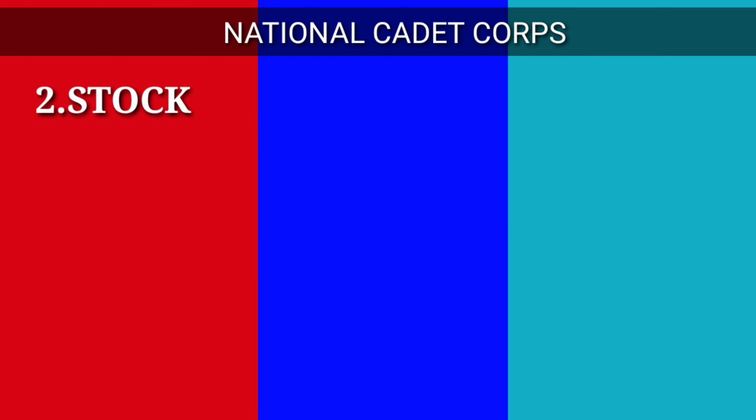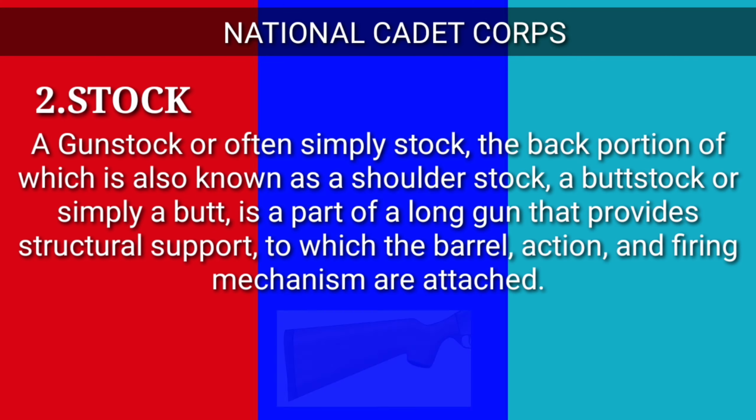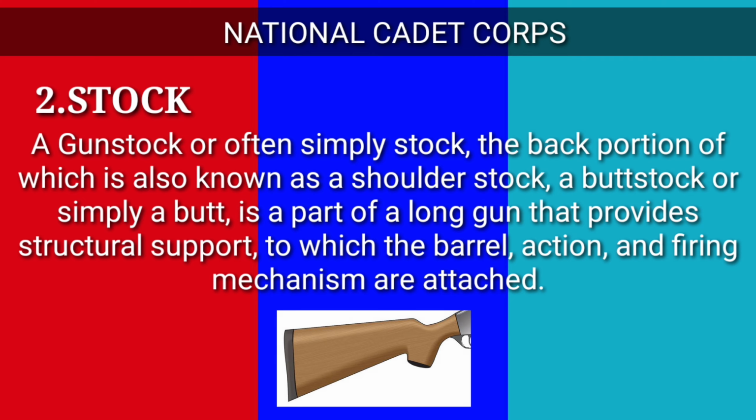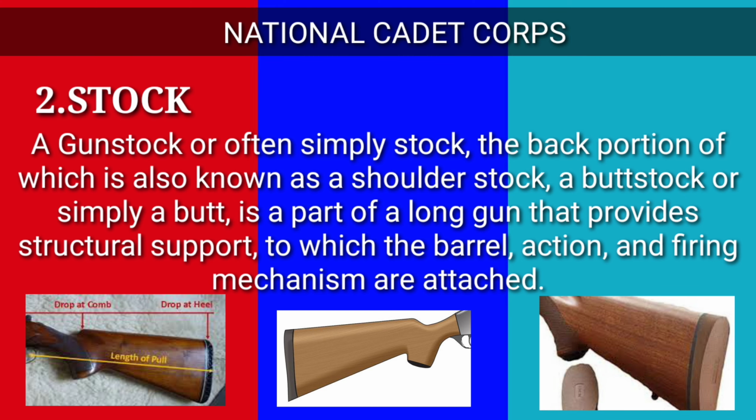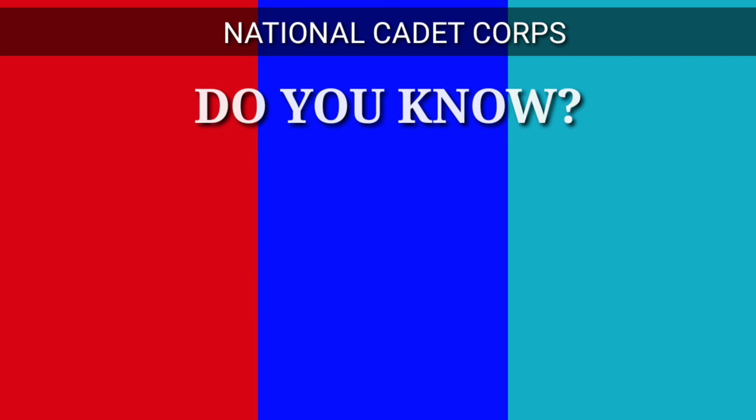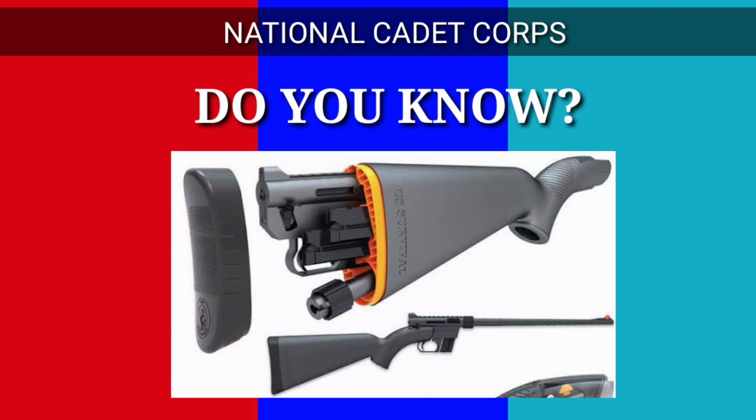Second, stock. A gun stock, or often simply stock, the back portion of which is also known as a shoulder stock, a buttstock, or simply a butt, is a part of a long gun that provides structural support to which the barrel, action, and firing mechanism are attached. Do you know we can store ammunition, cleaning material, and small parts of a rifle under the butt?